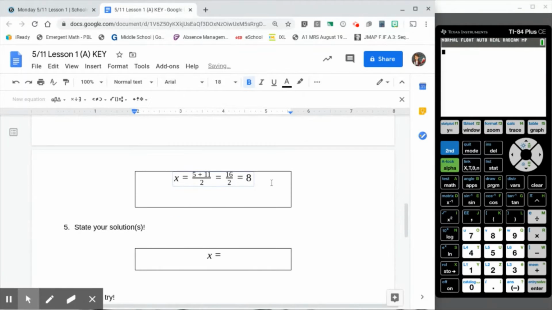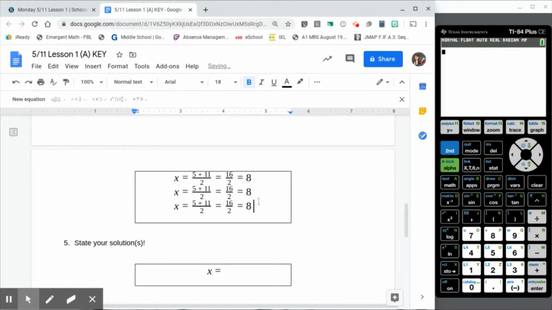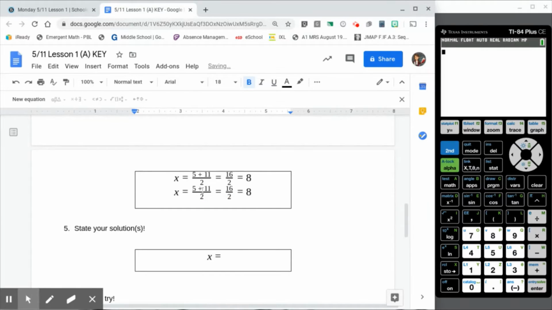Now we have to do the minus. I just did that twice. Yep. 5 minus 11. Struggling here. Okay.